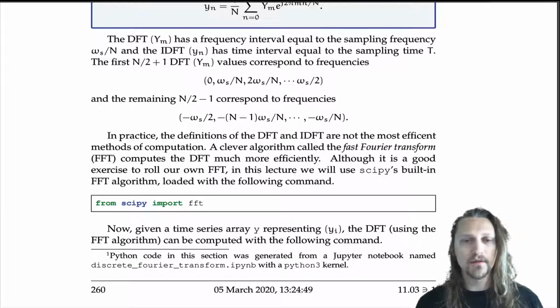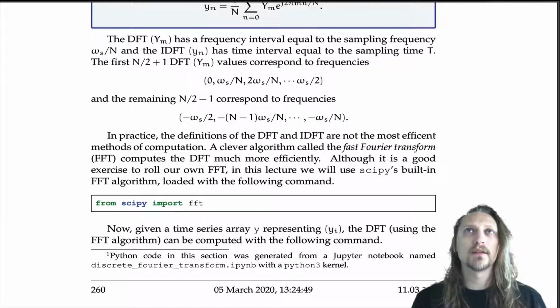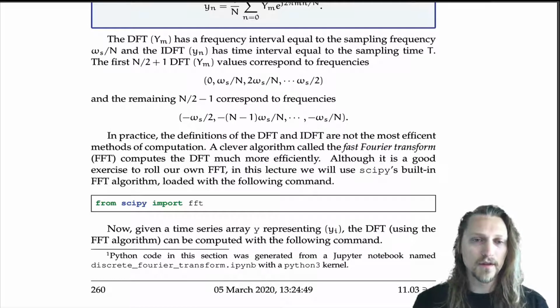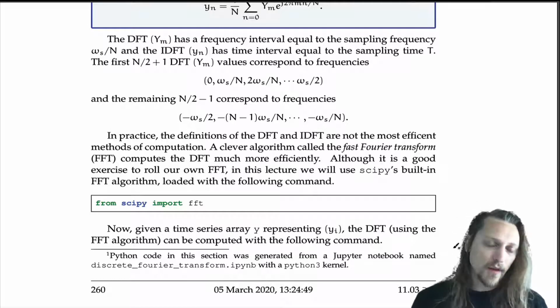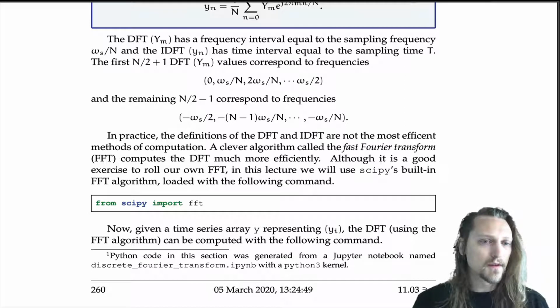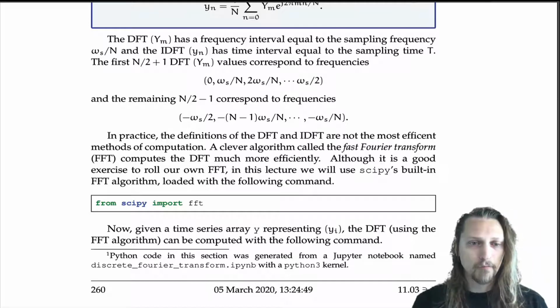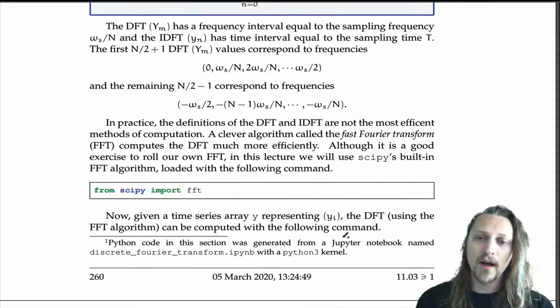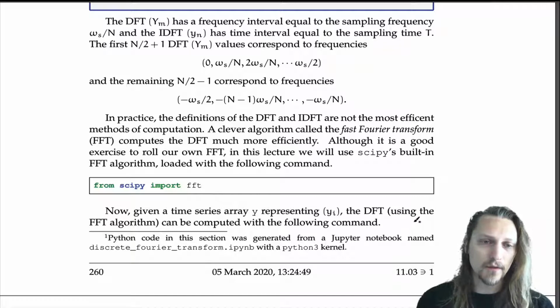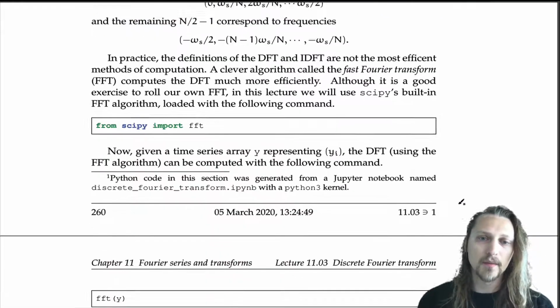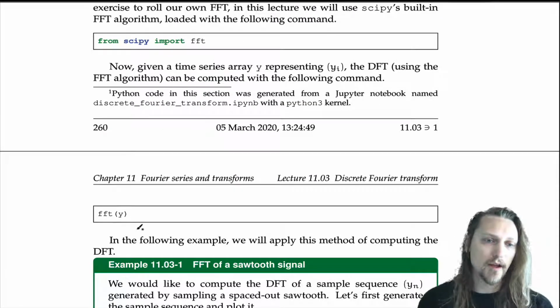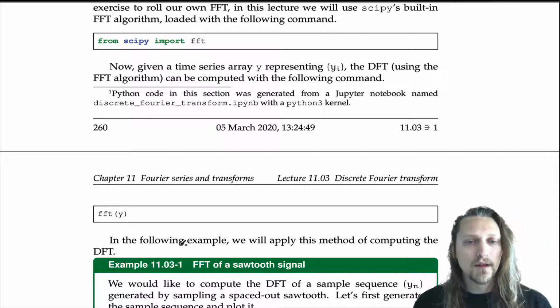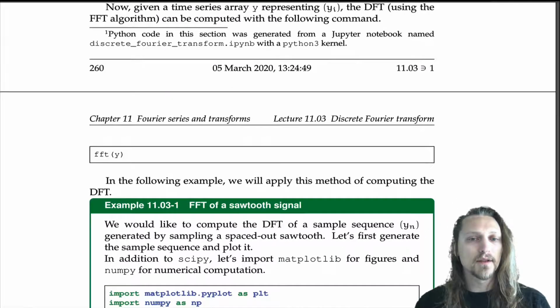We're going to use Python for this. There's an equivalent version of this in MATLAB as well. I thought I'd show you the Python way to do it here in this example. Now, given a time series array y representing y_i, the discrete Fourier transform using the FFT algorithm can be computed with the following command, just fft of y. In the following example, we will apply this method of computing the DFT.